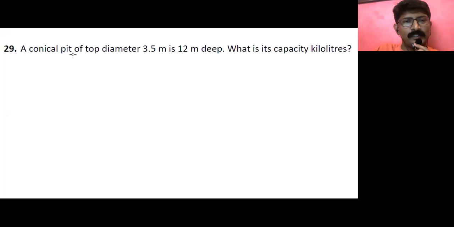A conical pit of top diameter 3.5 meter is 12 meter deep. What is the capacity in kiloliters?